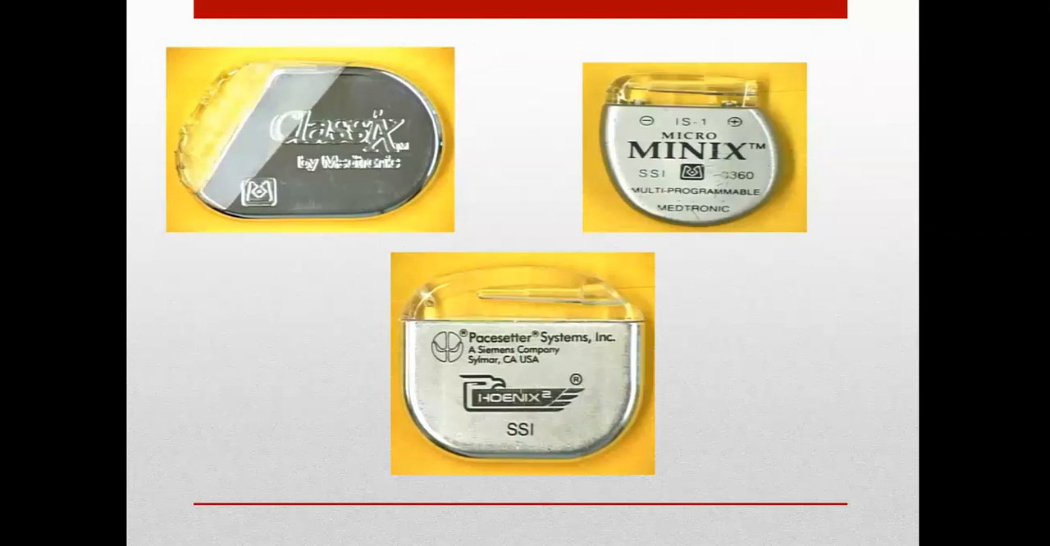And then this is a picture of a pulse generator, and the pulse generator is the power source. Many modern pulse generators weigh about an ounce, and they contain a really, really powerful battery and electrical circuits as well as computer memory. So these literally are mini computers in a way that sit in your body.